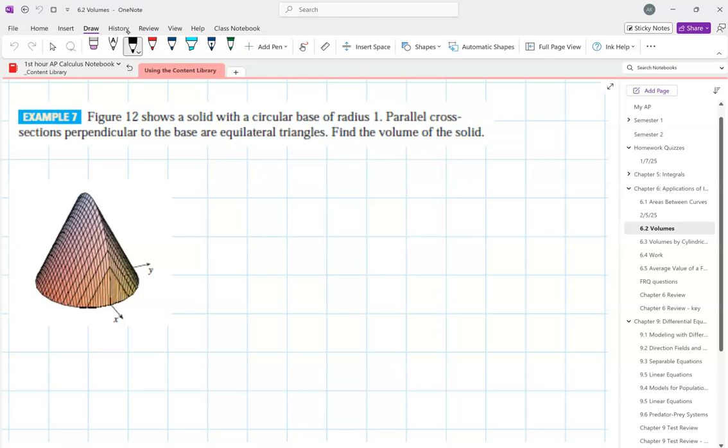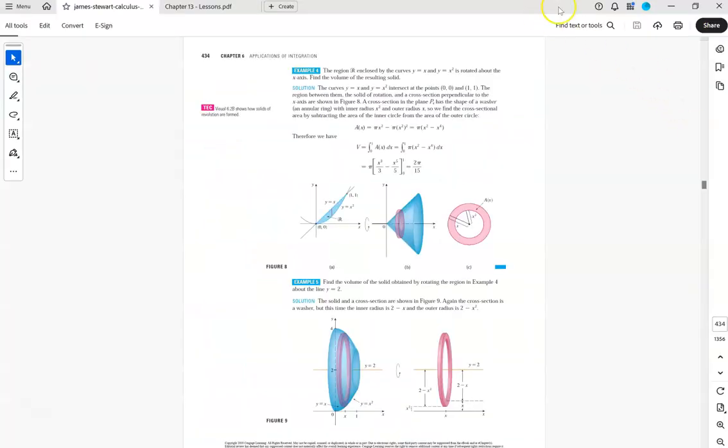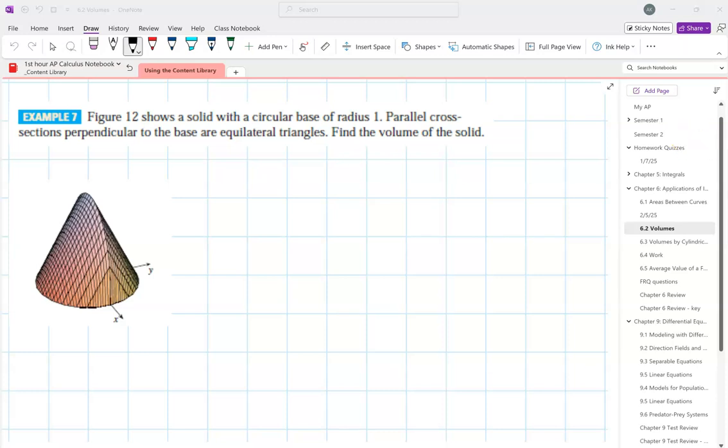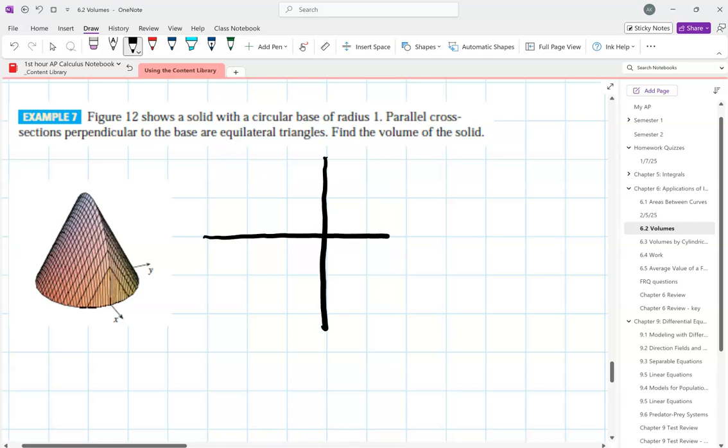So here in this problem it says we have a solid with a circular base with radius 1, and parallel cross sections perpendicular to the base are equilateral triangles, and we're asked to find the volume for that solid. So if I just sketch a little bit of a picture here.